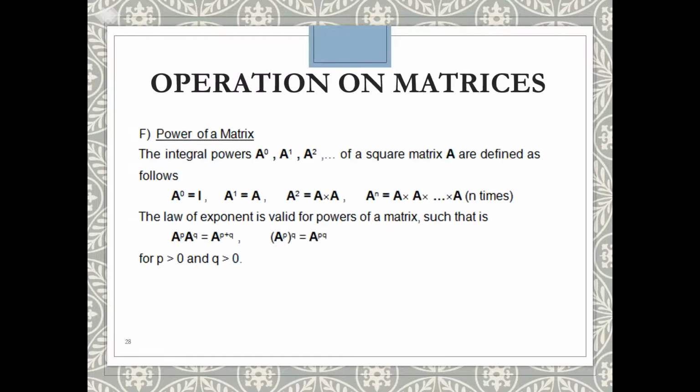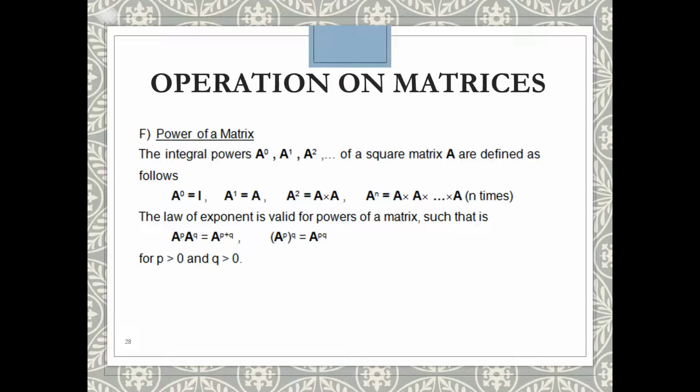The last operation is on power of a matrix. Consider matrix A. A to the power of 0 is equal to the identity matrix. A to the power of 1 is equal to the original matrix. A to the power of 2 is equal to the matrix multiplied with itself 2 times. A to the power of n is equal to the matrix multiplied with itself n times.